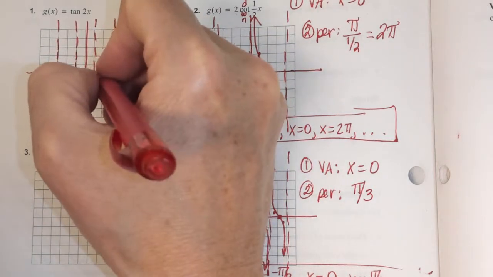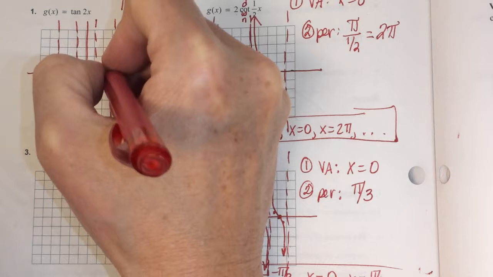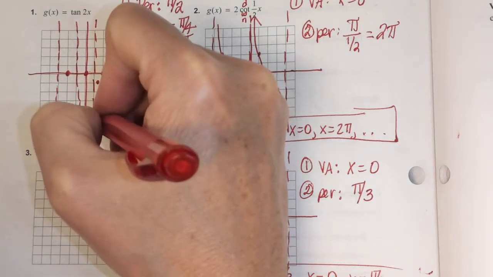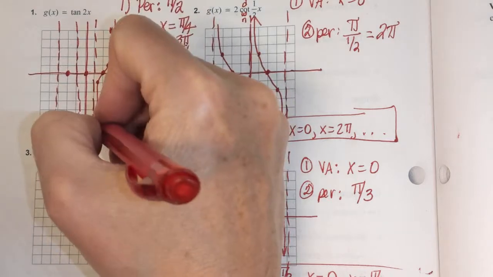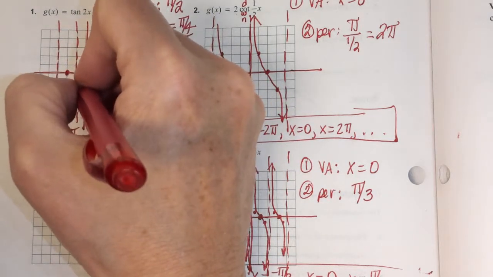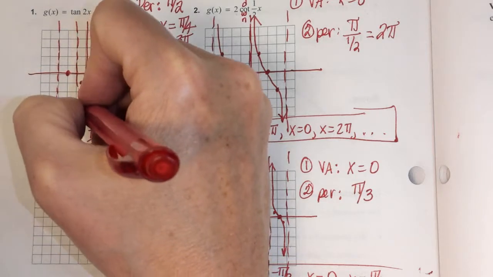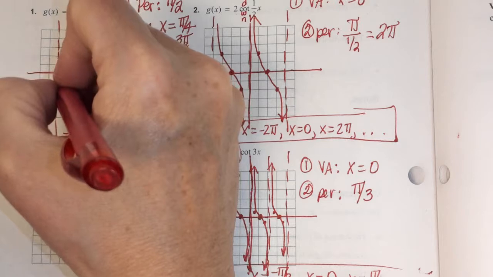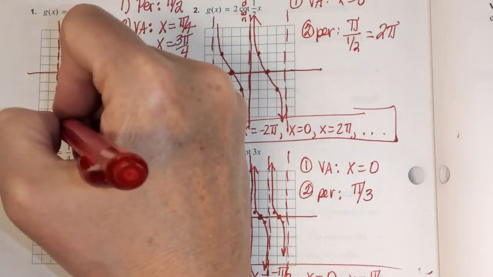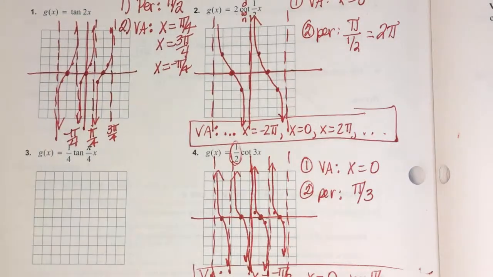So I know that in between here and here, we have to be at -1. In between here and here, we're at +1. And so it has to go up. In between here and here, we have to be at -1. In between here and here, we're at +1. We have to go up. Okay, questions on that?